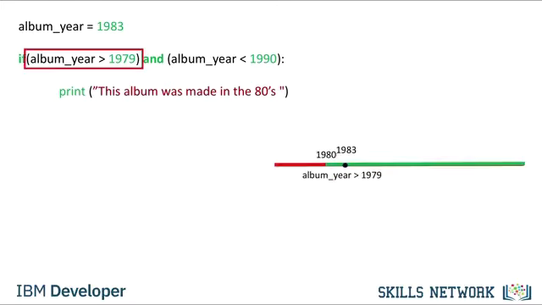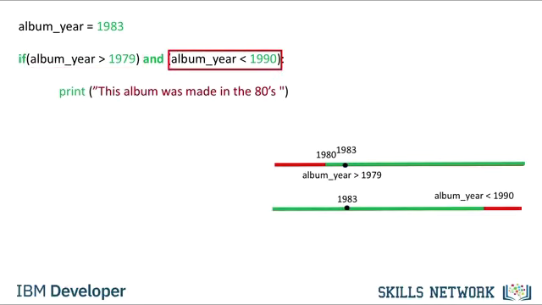As before, we can use the colored number line to examine where the condition is true. In this case, 1983 is larger than 1980, so the condition is true. Examining the second condition, we see that 1990 is greater than 1983, so this condition is also true. We can verify by examining the corresponding second number line.